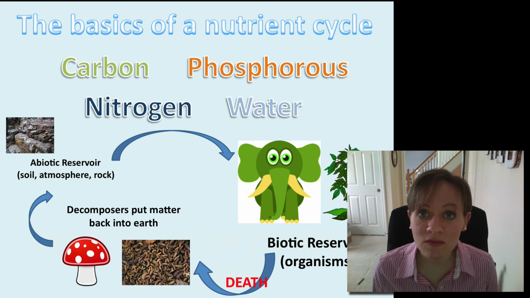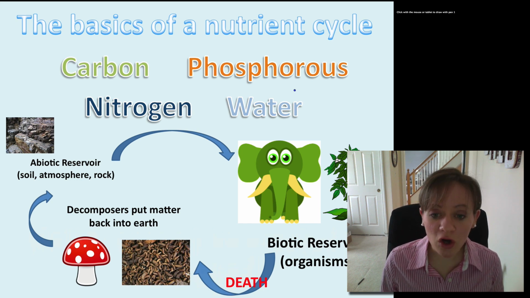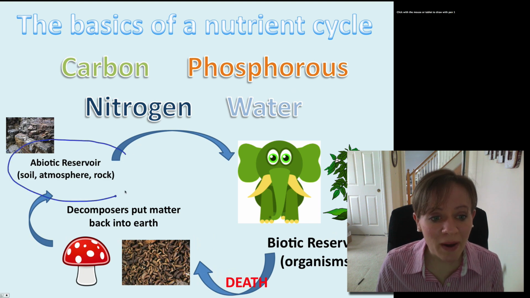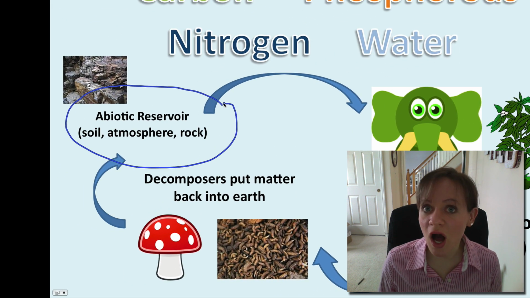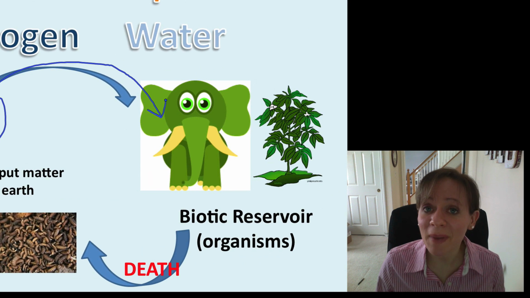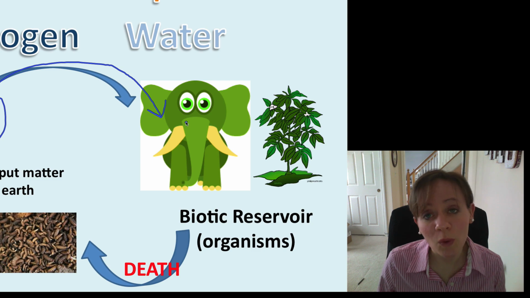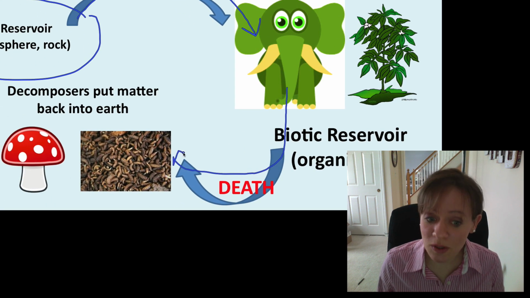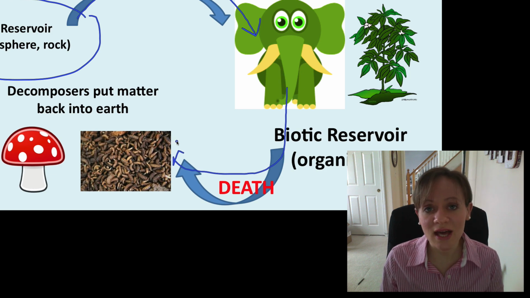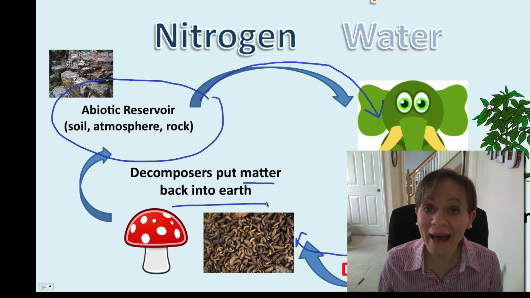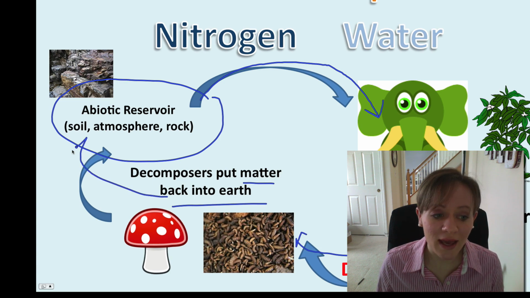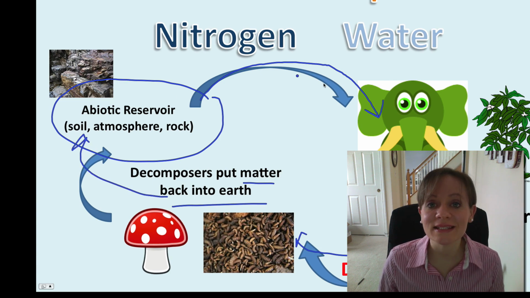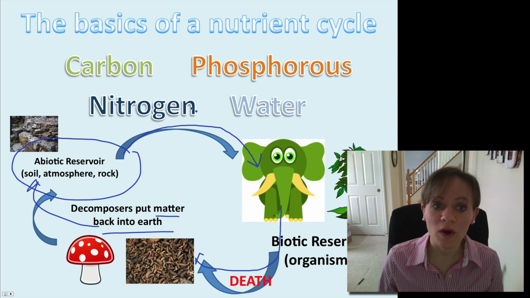We're going to go into the details of these 4 in class, but in general, they all share these features. They have an abiotic reservoir, such as the soil, the rock, the atmosphere. But then that matter cycles through a biotic reservoir, like an animal or a plant. Then that plant or animal dies, and those important decomposers digest that dead material and put the matter back into, you got it, the abiotic reservoir. So notice it is a cycle of this matter, whether it's carbon, phosphorus, nitrogen, or water.